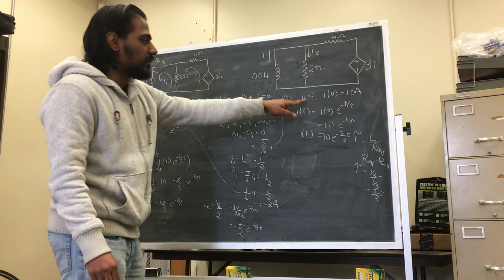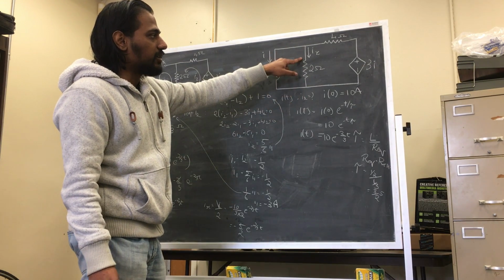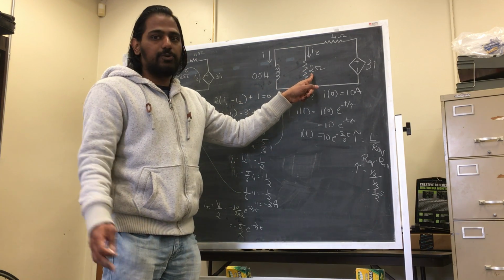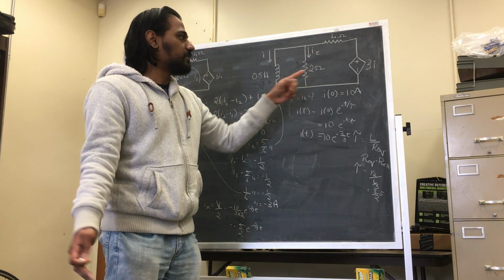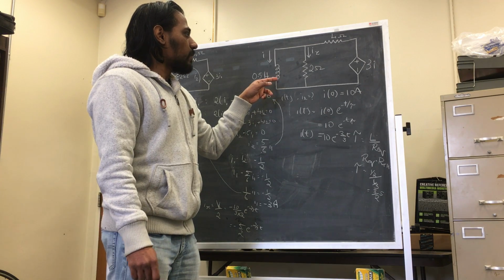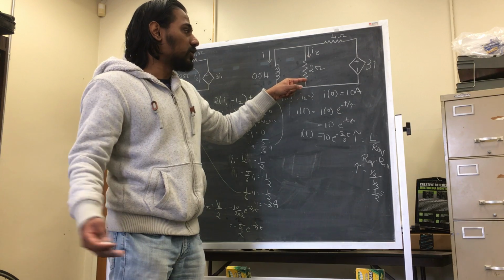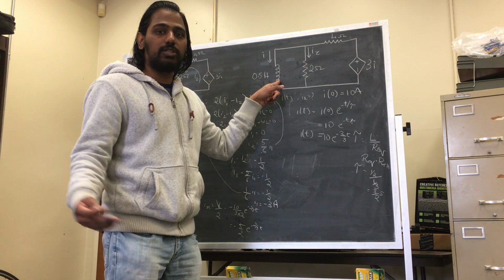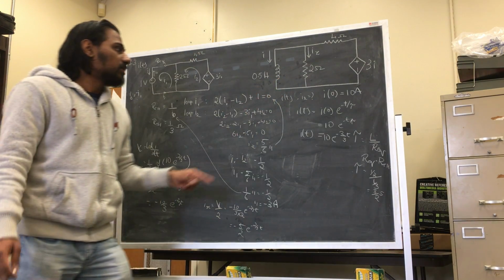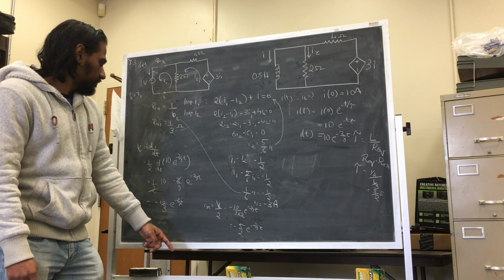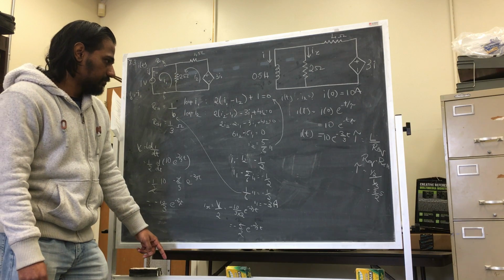Next, you'll have to calculate what Ix is, the current flowing through the 2 ohm resistor. To find it, you would need the voltage across the 2 ohm resistor. Since the inductor and the resistor are in parallel, the voltage across the 2 ohm resistor is the same as the voltage across the inductor. And you know the current flowing through the inductor is this.